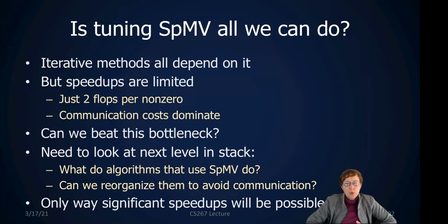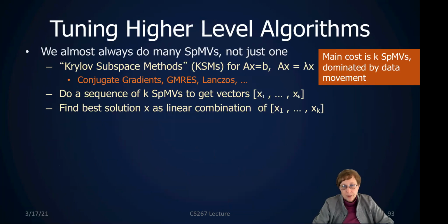So what are we going to do about this? It's very important for a lot of different iterative methods. It comes up both in data analysis problems and in simulation problems, but we have just these 2 flops per non-zero. So we want to look up to the next level in the stack, at what algorithms use SpMV, and can we reorganize those to avoid communication, basically because I already told you that these algorithms are going to do multiple SpMVs. So that's really the hint here.